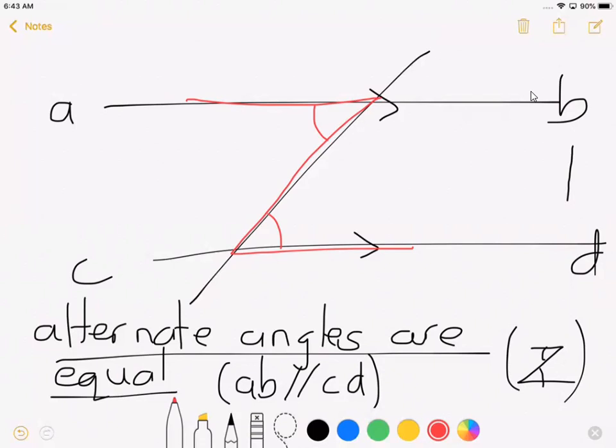And again, you can draw your Z like this. You can draw your Z like this. Let me use green. No, that's red. Let's use green.